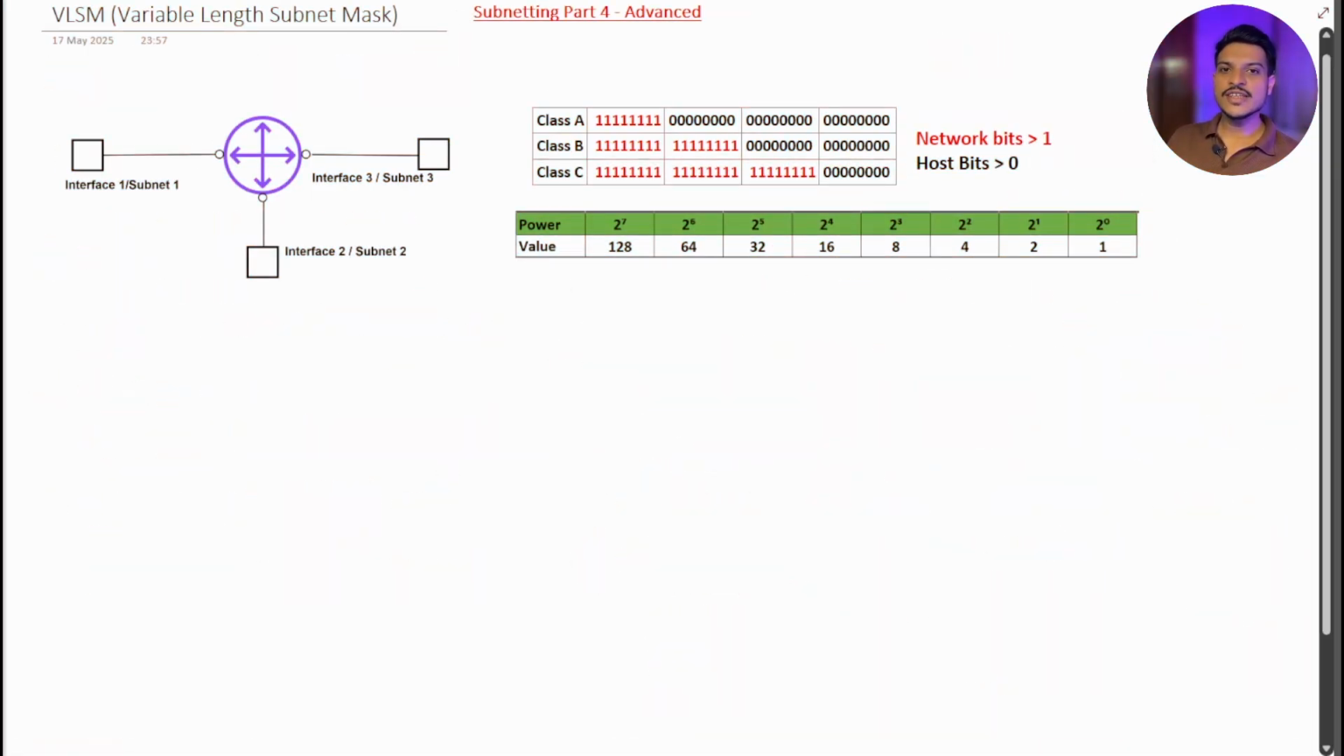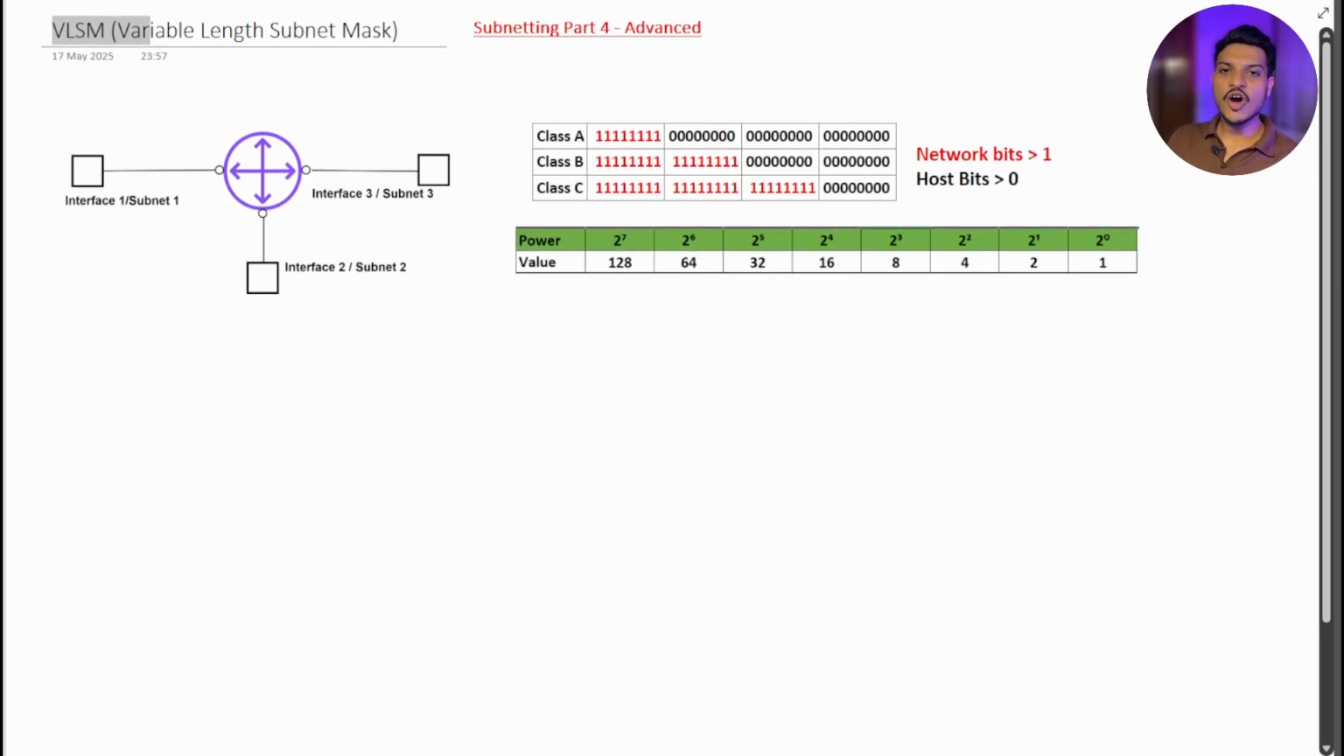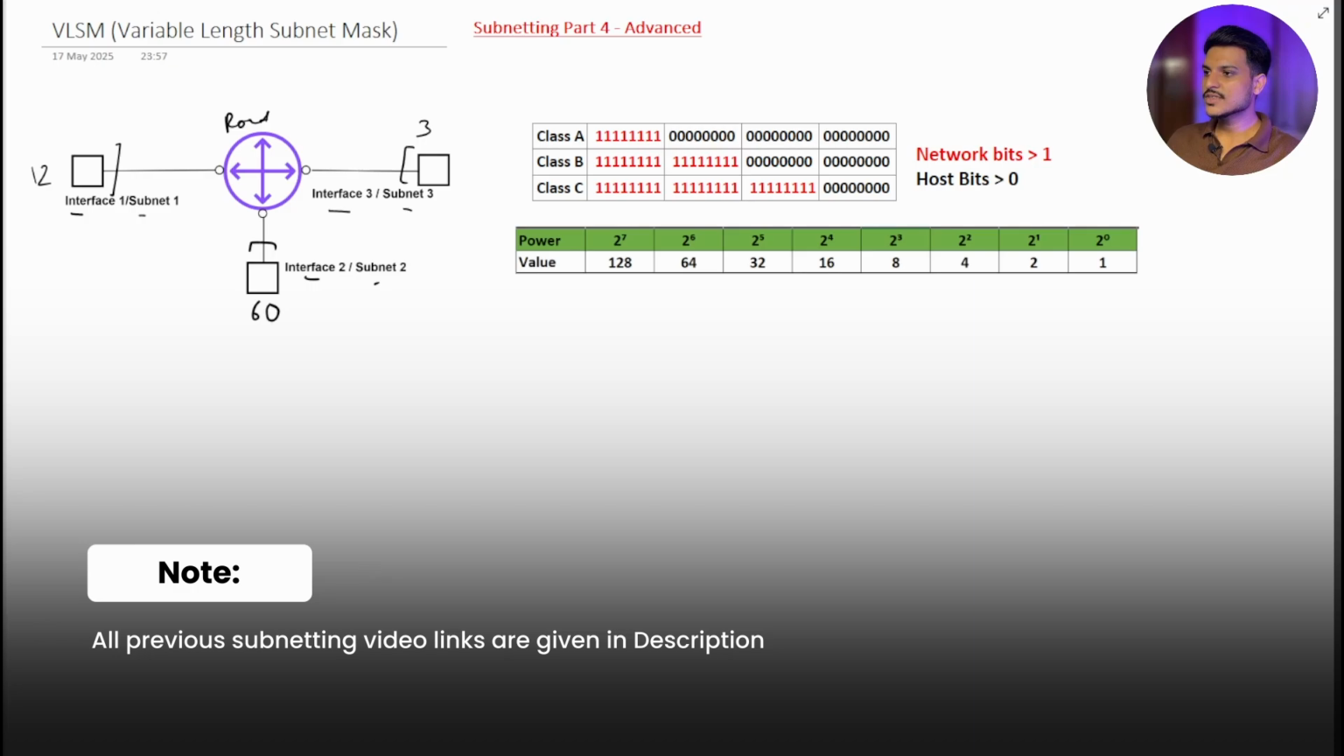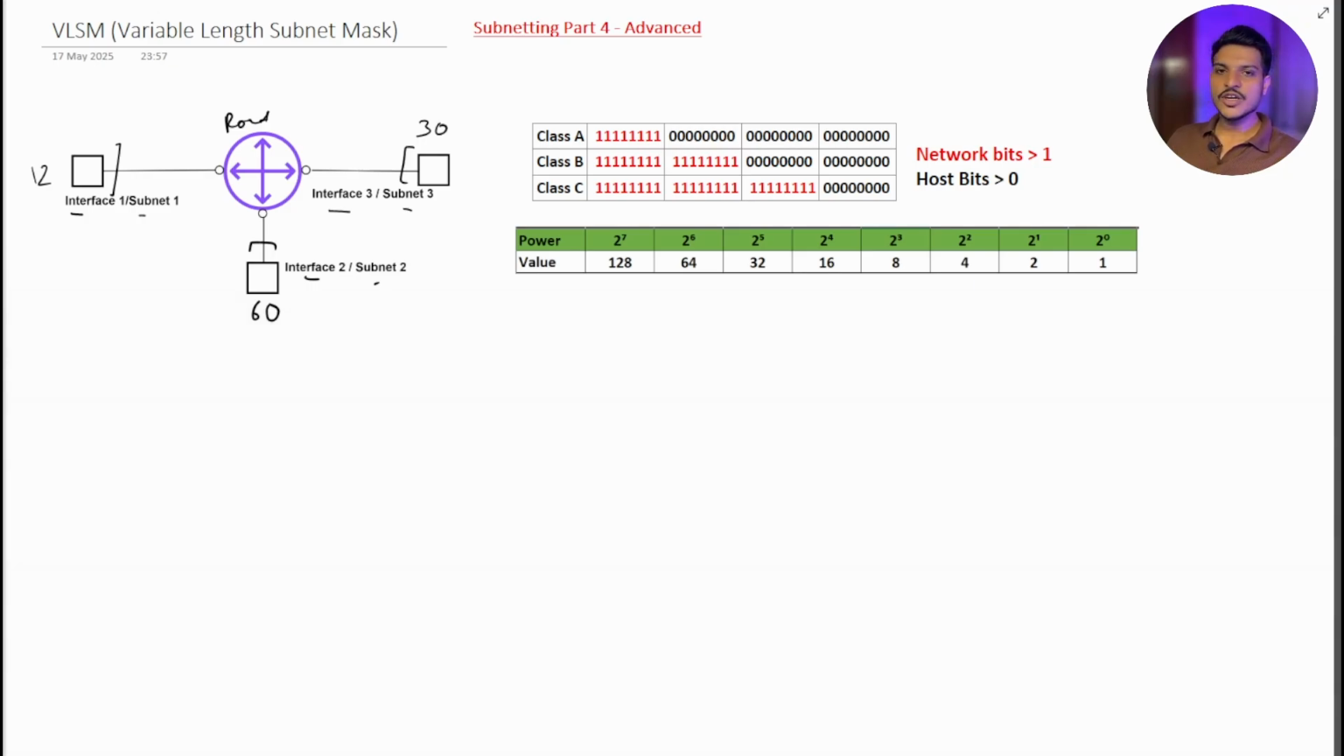In this video we're going to discuss what VLSM is and how it is useful by taking some real life examples. On the screen you can see I have taken a router with three different interfaces: interface 1, interface 2 and interface 3, which we can also denote as subnet 1, subnet 2 and subnet 3. On each interface I want to assign different IP ranges. On interface 1, let's say I want to attach 12 different hosts or servers, on interface 2 I want to assign 60 hosts or servers, and on interface 3 I want to attach 30 hosts or servers.